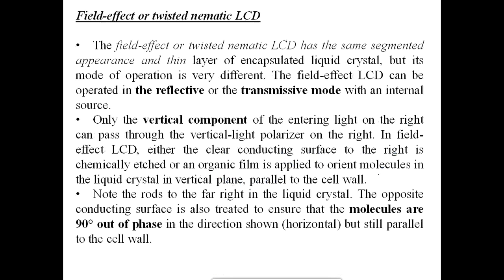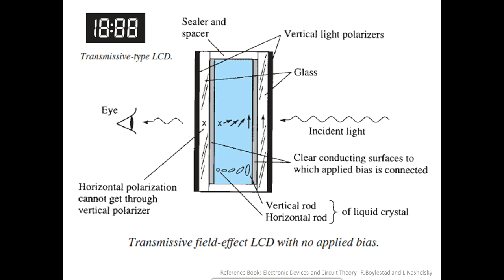Fine. All right, so we will move forward and try to understand another type of modified nematic LCD, which is called the twisted nematic LCD or field effect LCD. Let us try to understand that with respect to its construction. It's a rectangular structure which comprises various layers, so we'll try to understand the significance of each and every layer.